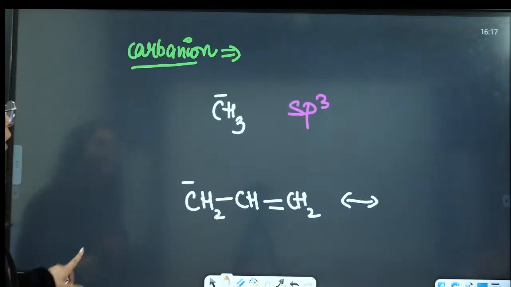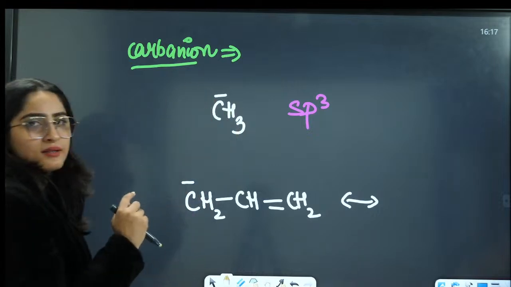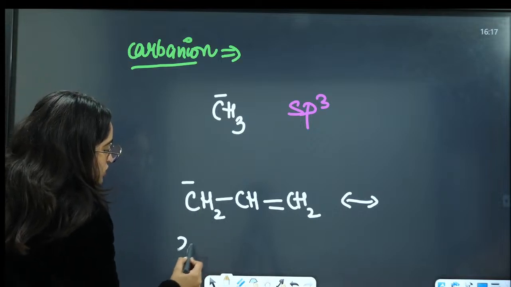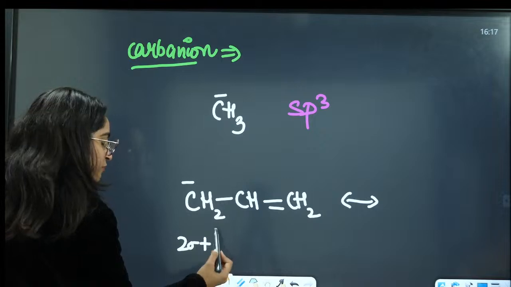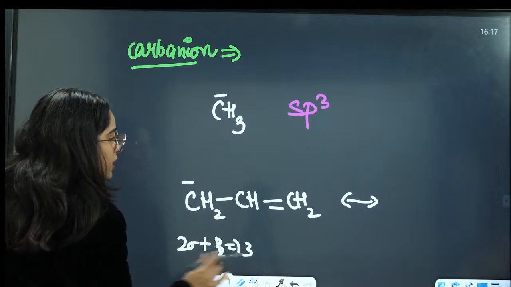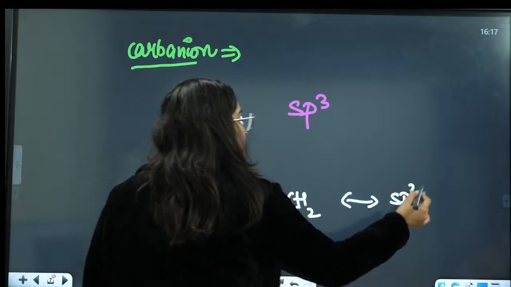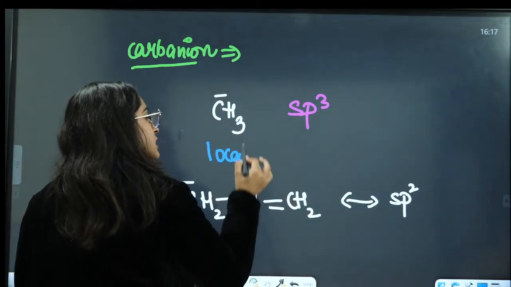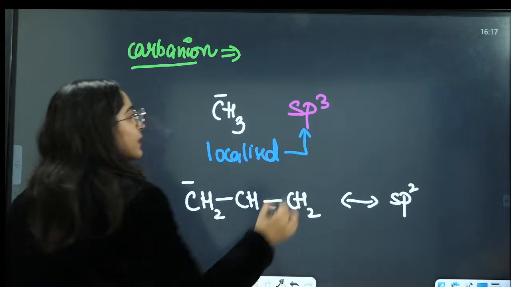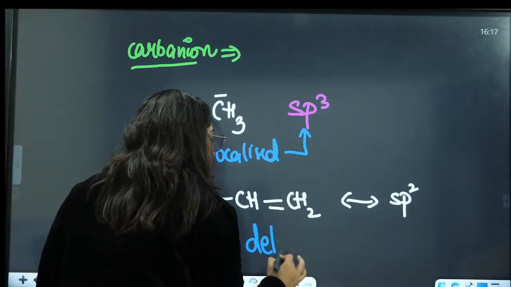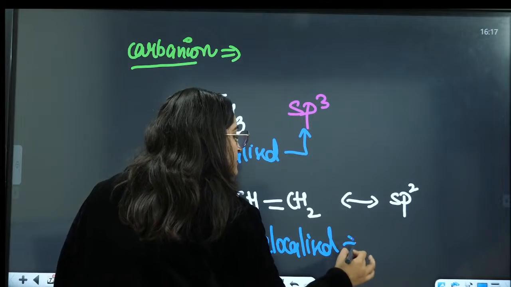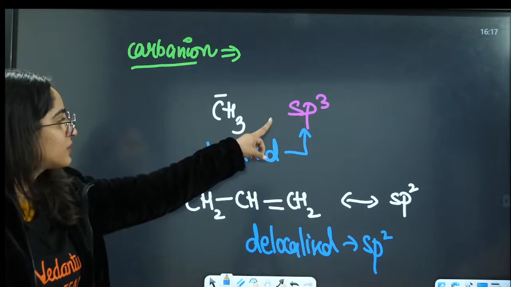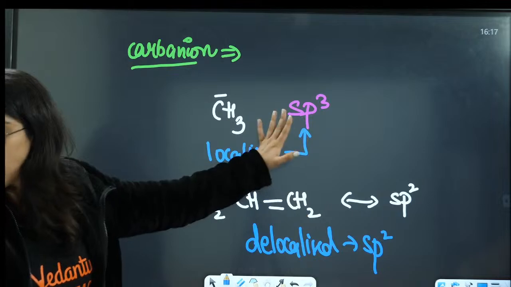Now, if we are talking about carbonyl, this has 3 plus 1, that is 4. Corresponding to 4, you have sp3 hybridization. Here you have 2 sigma bonds and 1 lone pair type, 1 negative charge, so it is having 3 in total. So the hybridization here will be sp2. So you can write it down as: if the carbonyl is localized, then the hybridization is sp3. If the carbonyl is delocalized, then the hybridization is sp2. Understood?